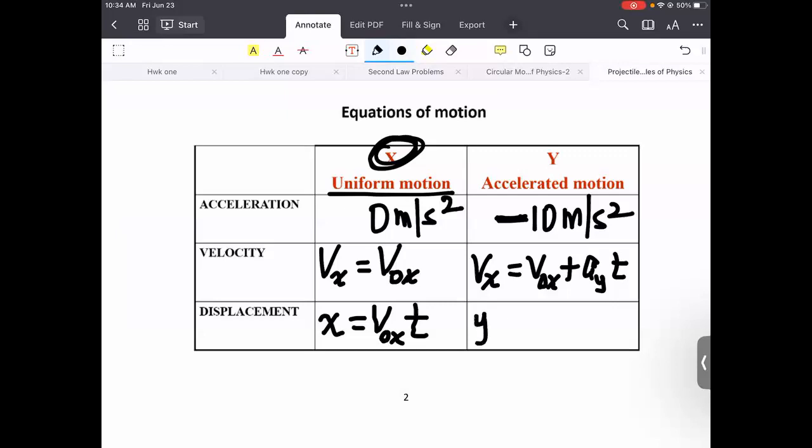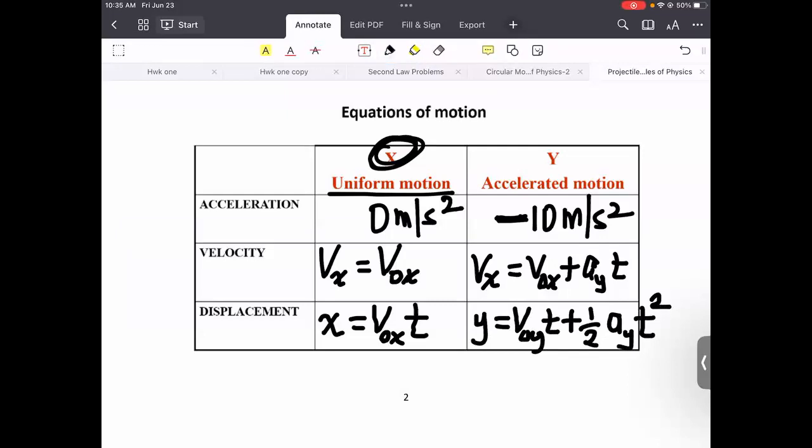Displacement y will be given by the usual formula. We are going to have v initial in the y direction times time, plus 1/2 acceleration in the y direction times time squared. So that will be our formula for the displacement in the y direction.